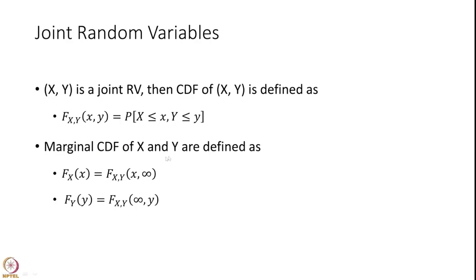The marginal CDF is defined as F sub x of small x, which is equal to F of x, y at x and infinity. It means that you take all possible values of y. Similarly, you have a definition of F of y, the marginal distribution function of random variable y, as the joint distribution function of x, y where x takes all possible values. Therefore, it is shown here as infinity. We will go into the detailed definition of this in future.